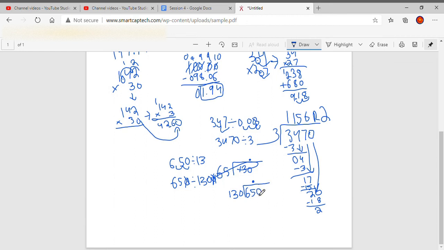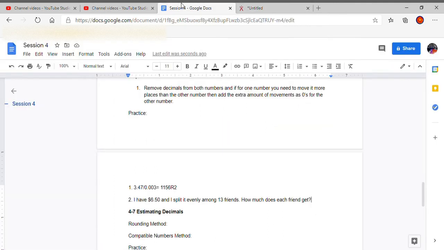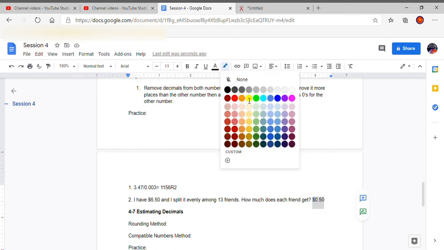So let's see. We know that 130 times 5 can go into there. Let's double check though. 0, 15, 650. Yes, so 5. So 0.5. So how much does each friend get? Each friend gets 50 cents. So it is possible to get your quotient as a decimal, if you didn't know that.